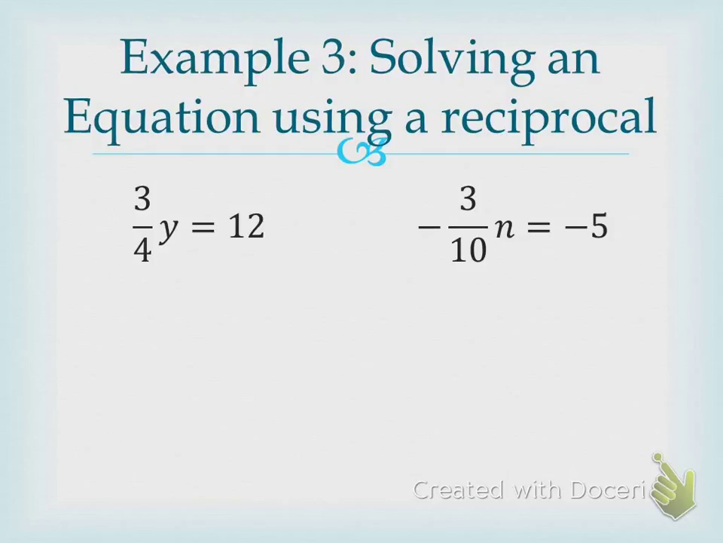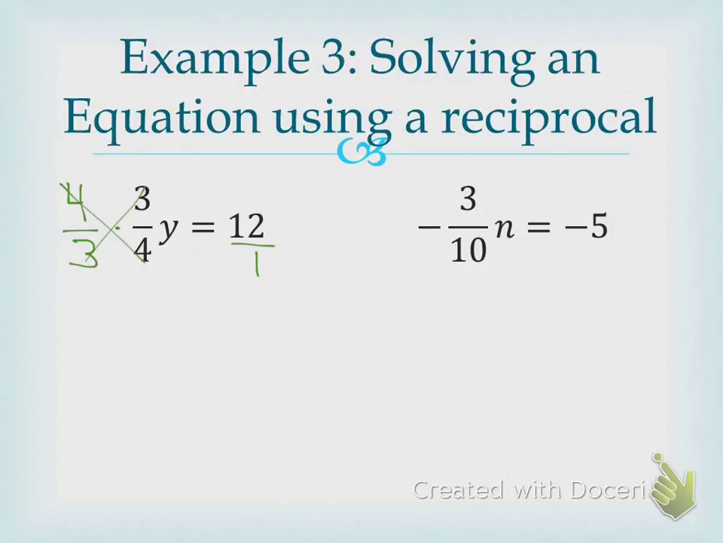Now I'm going to solve using the complete reciprocal. I actually have a number in my numerator and my denominator. I still have to get y by itself, so I have to get the entire fraction of 3/4 to cancel out. What do you think you're going to multiply by? 4 over 3. Now numerator and denominator get canceled.